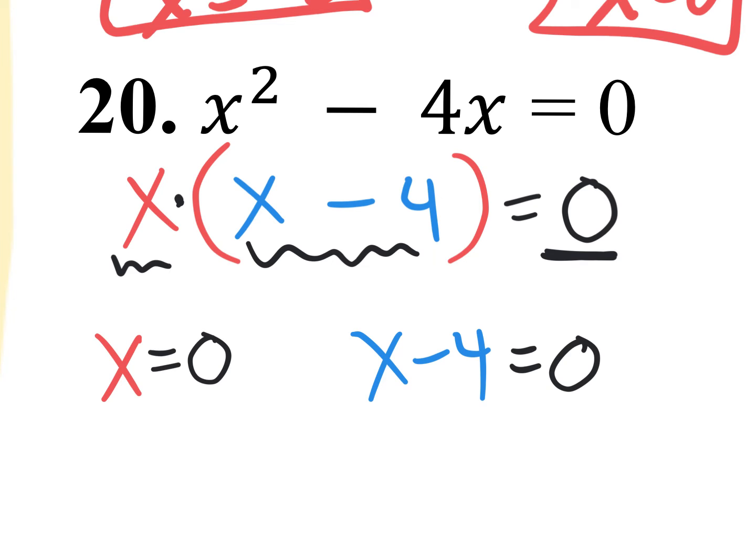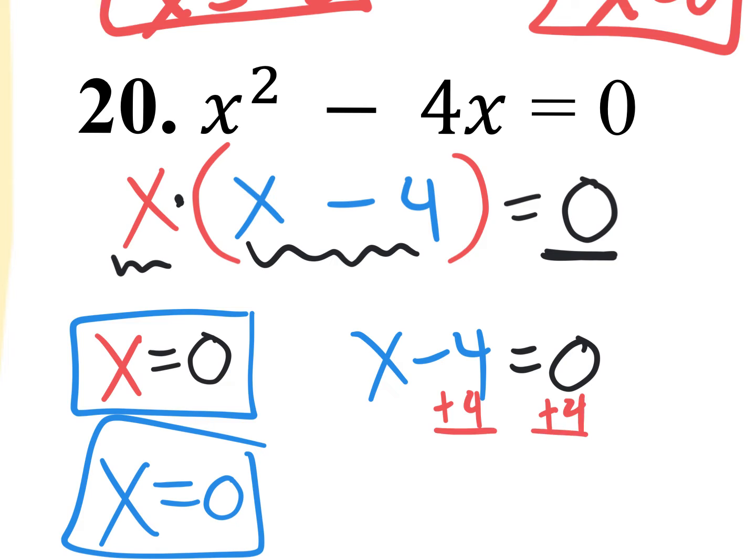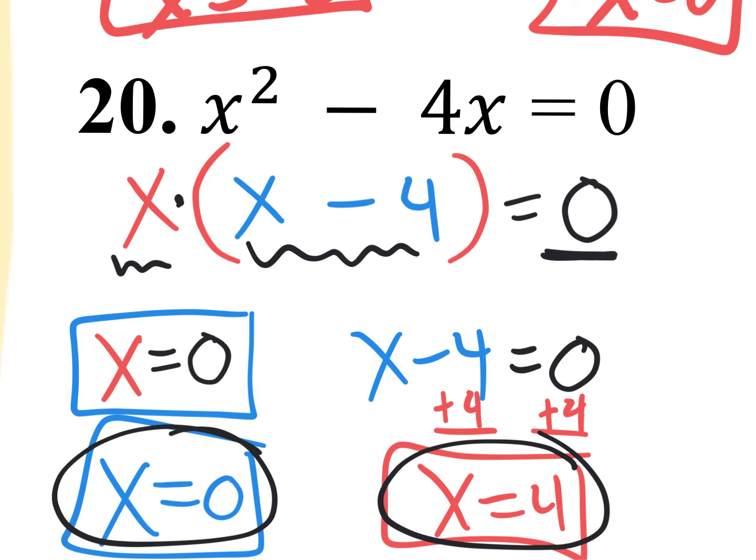That's what the zero product property is. And then you solve both, right? But this one right here is already solved. That's just saying x equals 0, and that's your answer. Okay? The other one, you solve it, plus 4, you're going to get your answer x equals 4. So your 2 answers are 0 and 4.